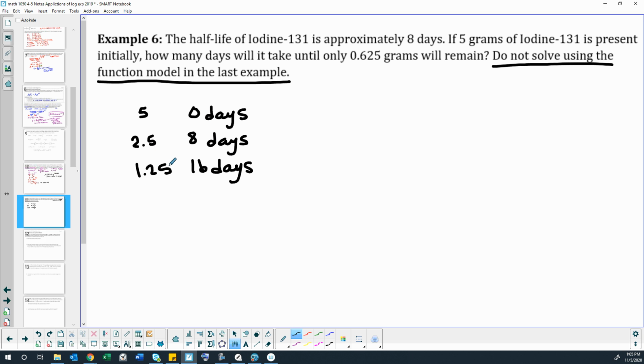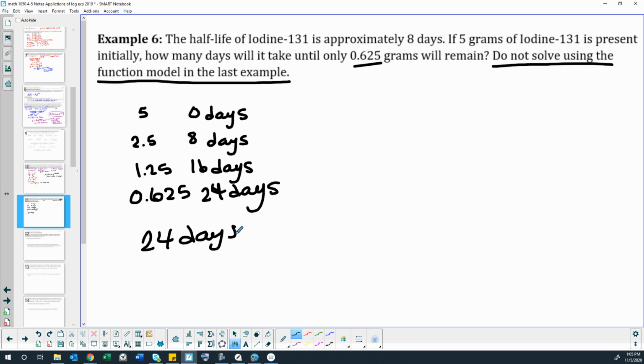And then if we halve our 1.25 again, then we get this magic 0.625, which our problem is asking us for, right? So that's going to happen in another 8 days. So that'll be 24 days total. So using this logical process, we have discovered the answer of 24 days just based on understanding half-life and how half of it decays each day. And that's why the example says what it does.